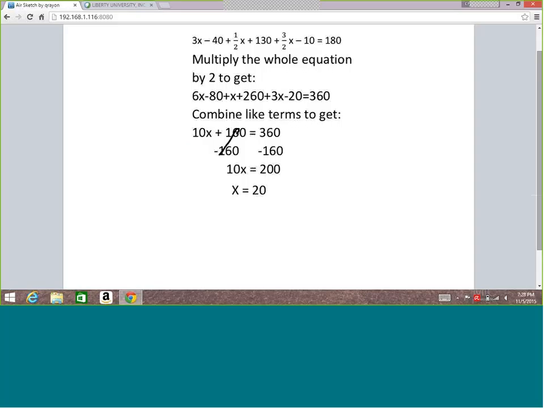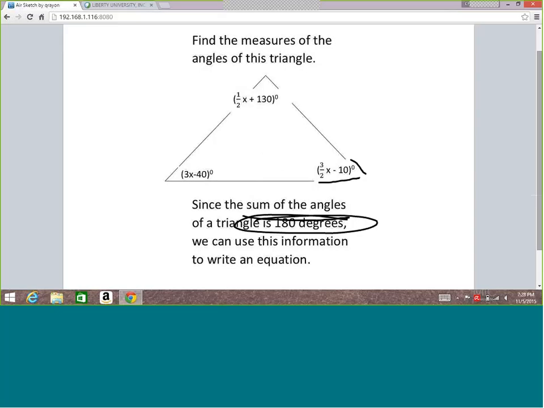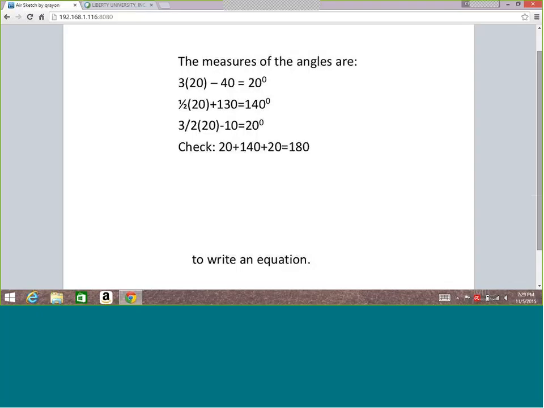So knowing that x is 20, I can put that number into each of these expressions to find each angle measure. So we found that x is 20, so I'm going to put 20 in for this x, 20 in for this x, and 20 in for this x, and we'll be able to find all three angle measures. Okay, so 3 times 20 minus 40 gives me 20 degrees. 1/2 times 20 plus 130 gives me 140 degrees. And then 3/2 times 20 minus 10 gives me 20 degrees.